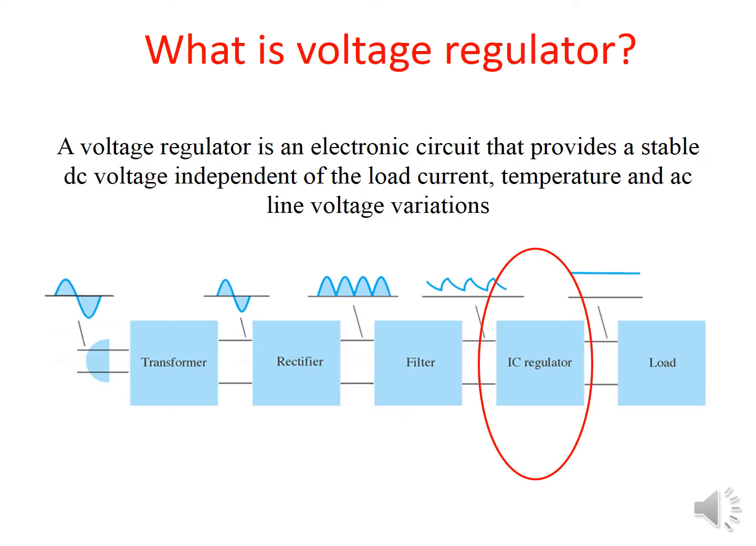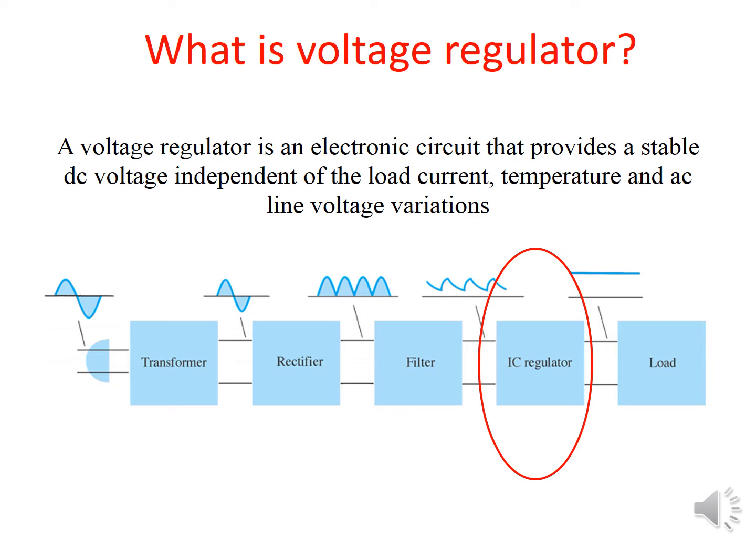Here you can see the input signal, which is a sine wave, that we are giving to the transformer. This converts it with a 180 degree phase shift. This is given to the rectifier, which converts it into ripples, that is 1, 2, 3, 4. Then it is given to the filter, where the ripples are removed, and then it is given to the regulator.